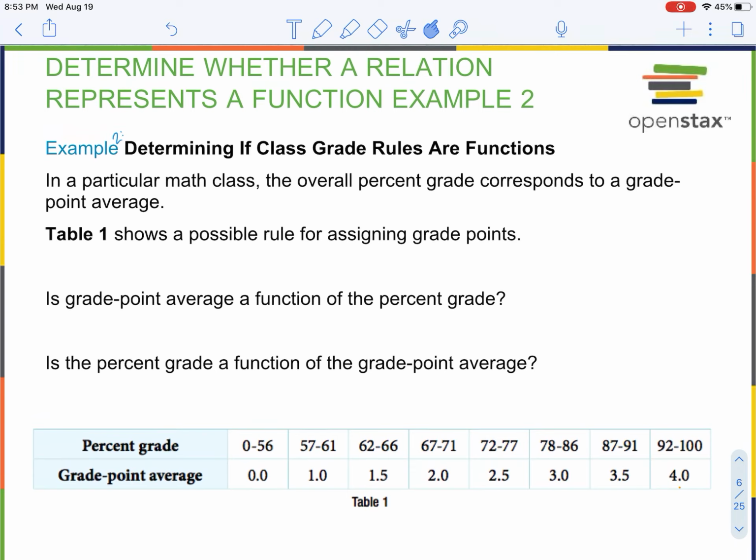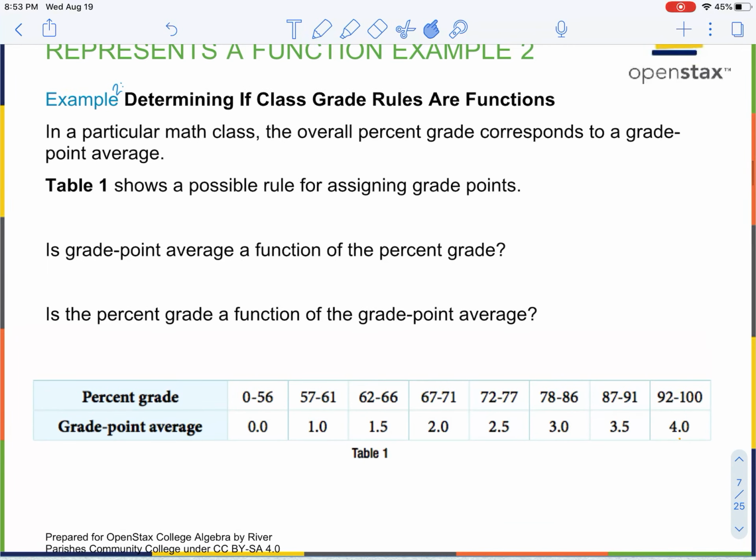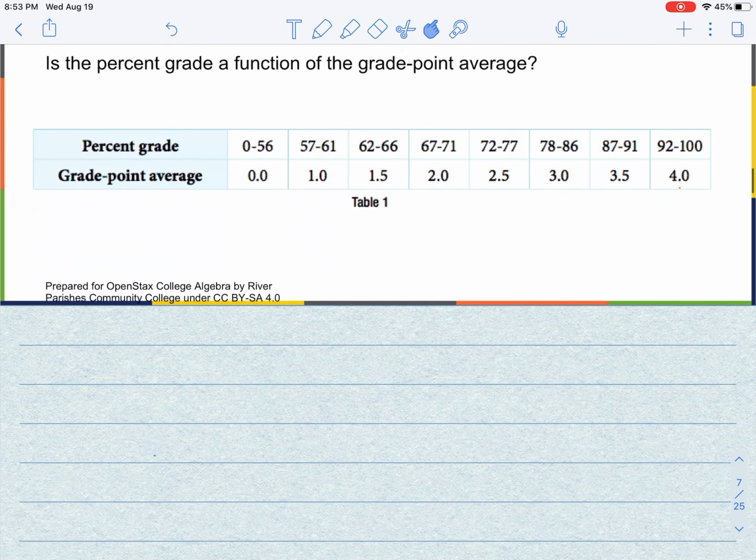All right, so let's look at example 2. We're still determining whether a relation represents a function. So determining if class grade rules are functions. So this is a little different because this is ordered pairs, but it's more ordered pairs than what you realize. Okay, so let me just show you what I mean before we go into the question, which is, is grade point average a function of percent, and is percent a function of grade point average?